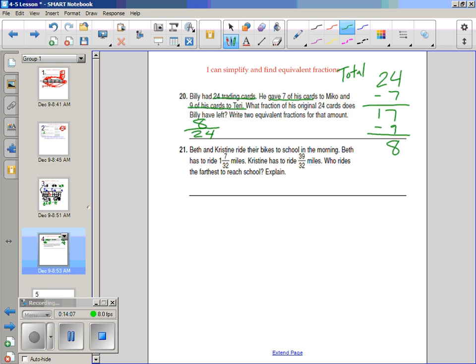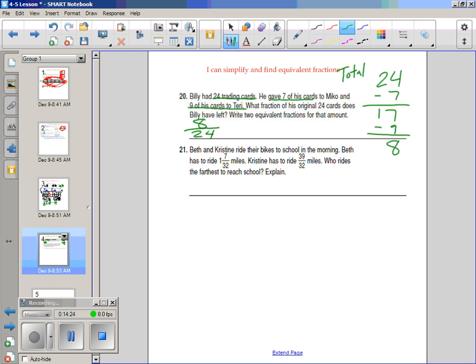Because this is what it says. What fraction of his original 24, that's 24, does Billy have left? He has 8 out of 24. Everybody agree? Now it says write 2 equivalent fractions for this amount.